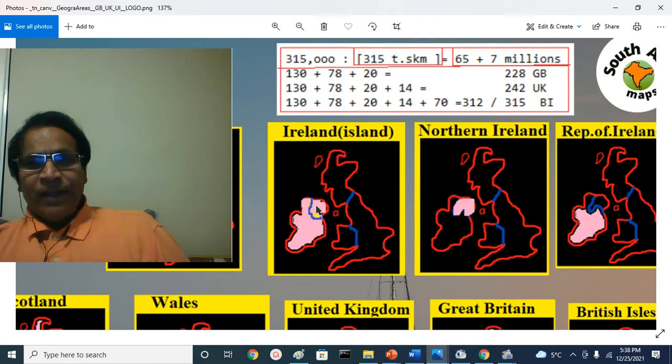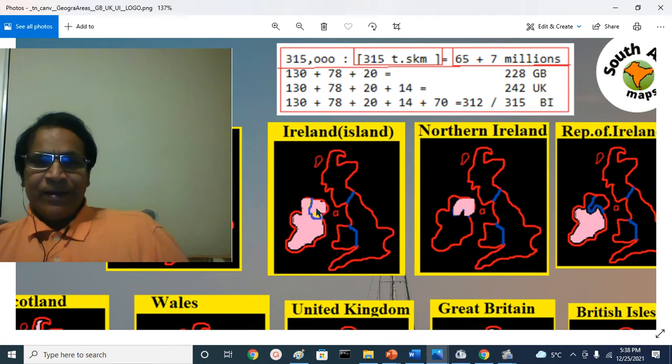This is 85,000 square kilometers, 85 TSQM. Among 85, 70 is the Republic and 14 or 15 is Ulster, Northern Ireland. That is Belfast centric. Right? You got it. So this is a little more than Sri Lanka. This is almost like Sri Lanka. This is like one district in Andhra Pradesh, 15 TSQM, 1000 square kilometers.